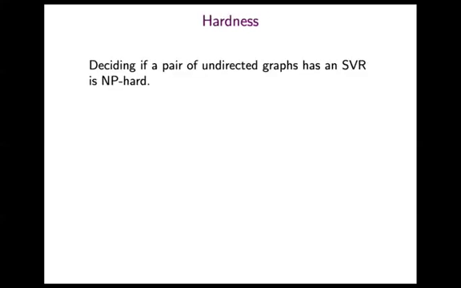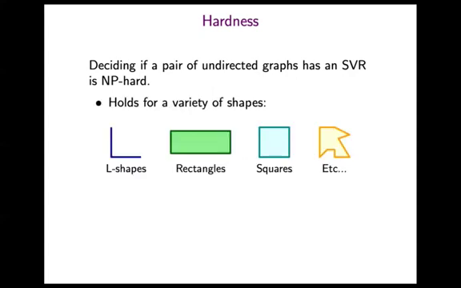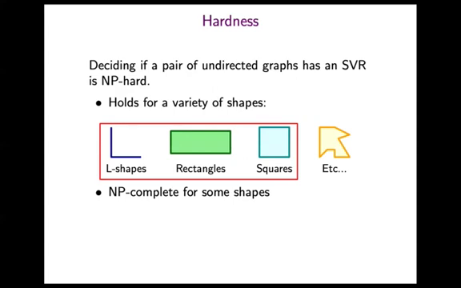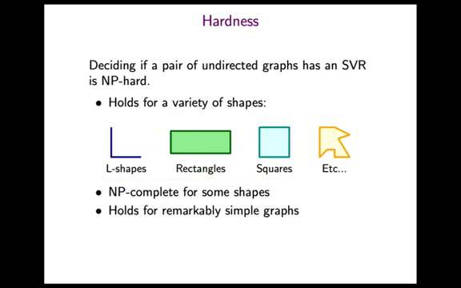Just to reiterate, our hardness result shows that deciding if a pair of undirected graphs has a simultaneous visibility representation is NP-hard. And there are three things we'd like to note about this result. First, this result holds for a variety of shapes, including L shapes, rectangles, unit squares, and many others. Second, for some simple constant complexity shapes like L shapes, rectangles, and unit squares, our results can be further strengthened to NP-completeness. And finally, our result holds for remarkably simple graphs.